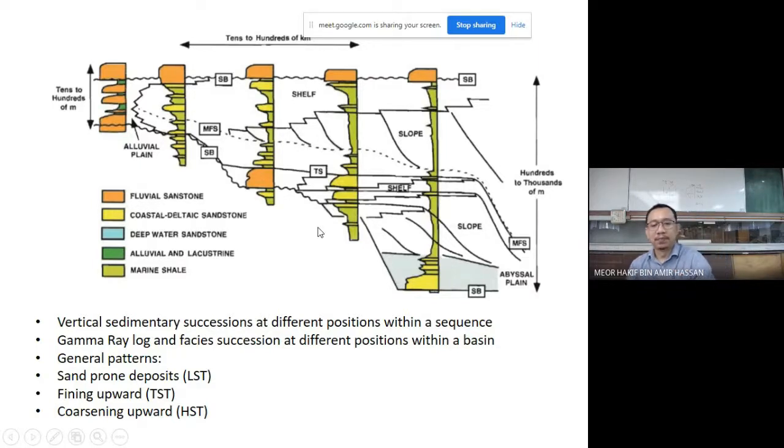Okay. Now look at the patterns, right? If you are in the deep marine environment, this is what you get. Sand prone at the bottom, then it's muddier during the TST. It will be the muddiest at the MFS. Okay, here is the MFS. That's the MFS, the dashed line. And then, because it's shallowing again during the HST, you get a coarsening upward. But the environment in this case, going from turbidites at the bottom, the sand is turbidites, going to marine, and you have shelf at the top here. Right.